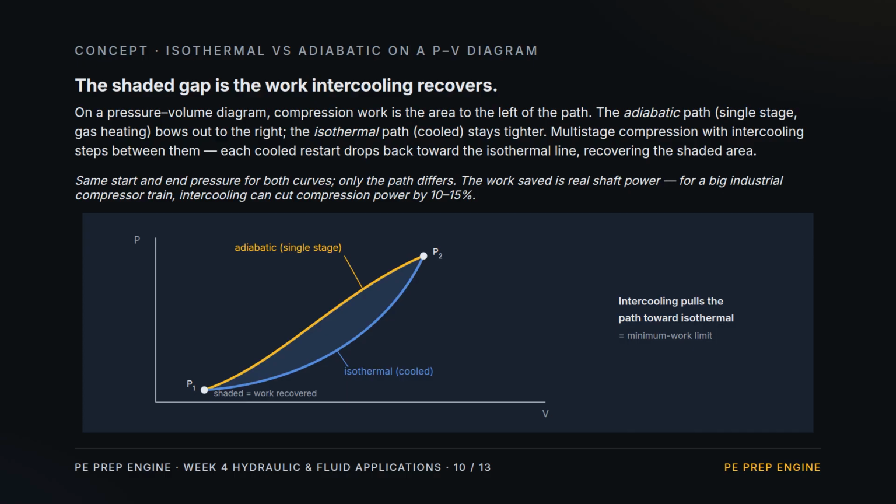On a pressure volume diagram, compression work is the area to the left of the path. The adiabatic path, gas heating as it goes, bows right and sweeps a larger area. The isothermal path, held cool, stays tighter. Multi-stage with intercooling steps between them. Each cooled restart drops back toward the isothermal line. The shaded gap is the work intercooling recovers, real shaft power, often 10 to 15% on a large compressor train.